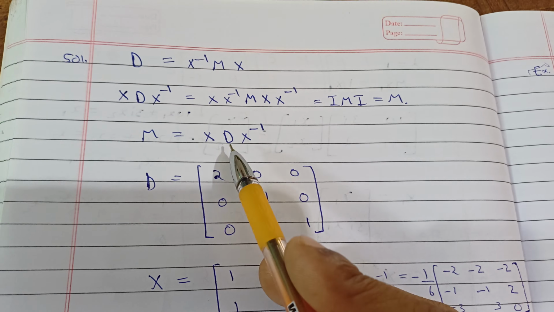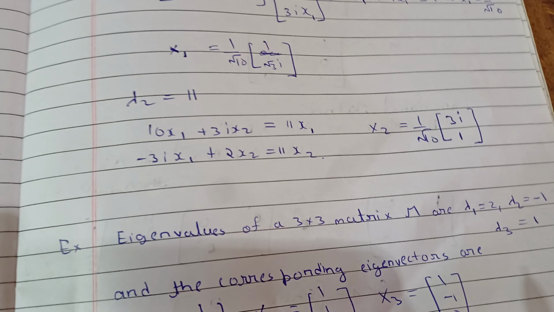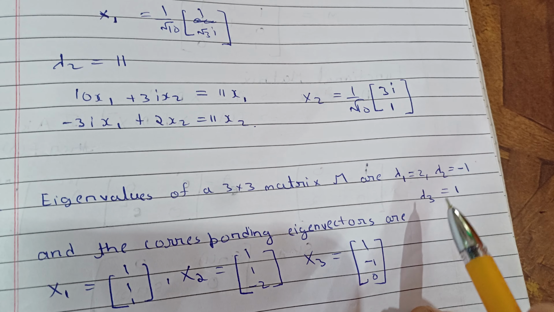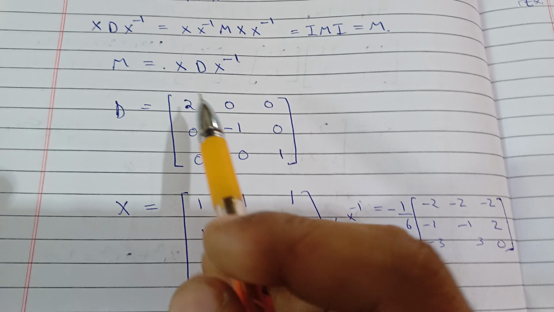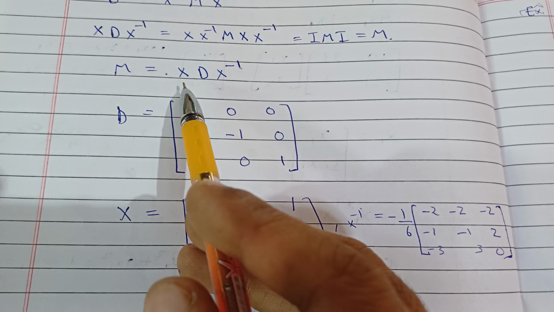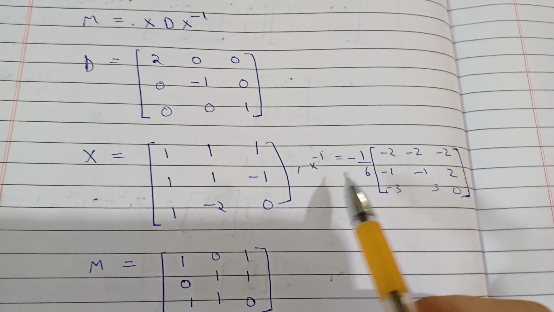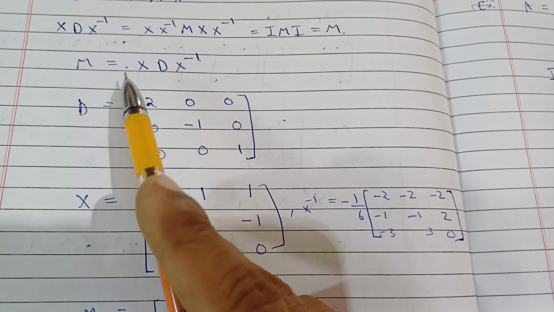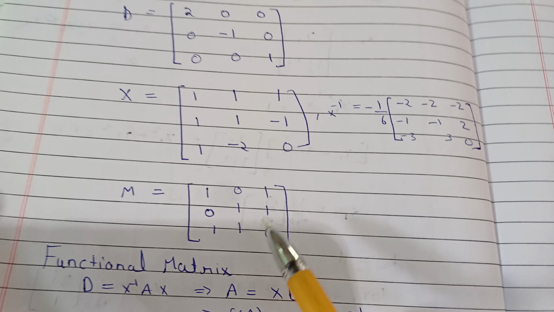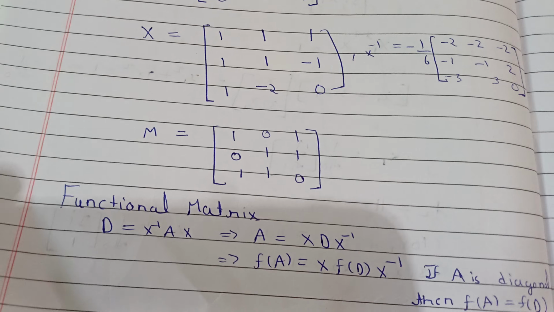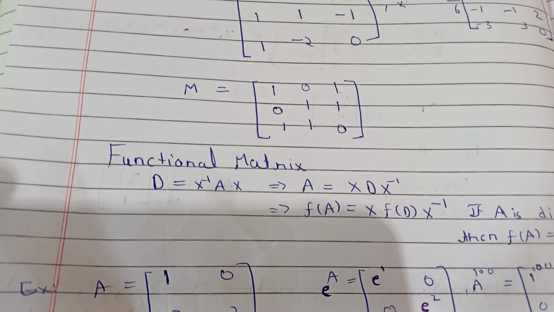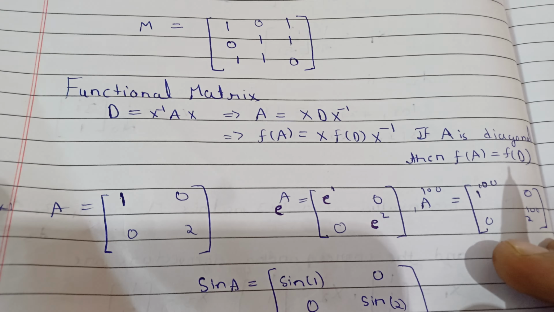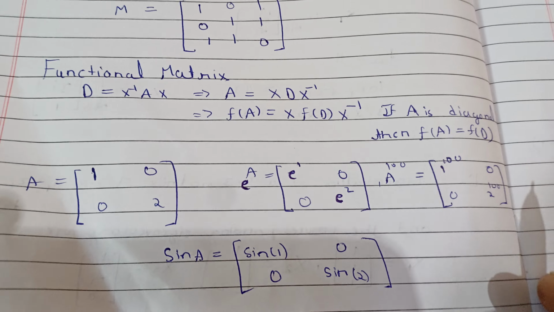Now what is the D matrix? The D matrix can be found directly. If the eigenvalues are lambda 1, lambda 2, lambda 3, put them on the diagonal. Now you have the eigenvectors, so you can find x and x inverse also. Now just put them in this operation and you will get M. It will be this. So practice these questions, try to solve them completely, then you will have this intuition, solve the questions.